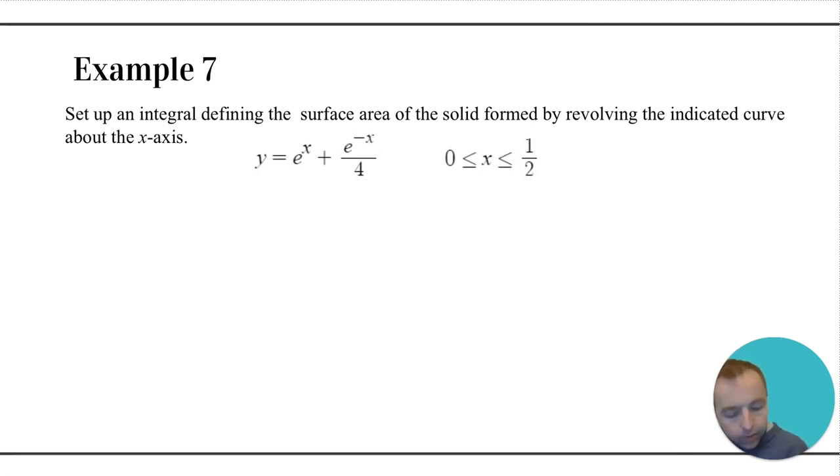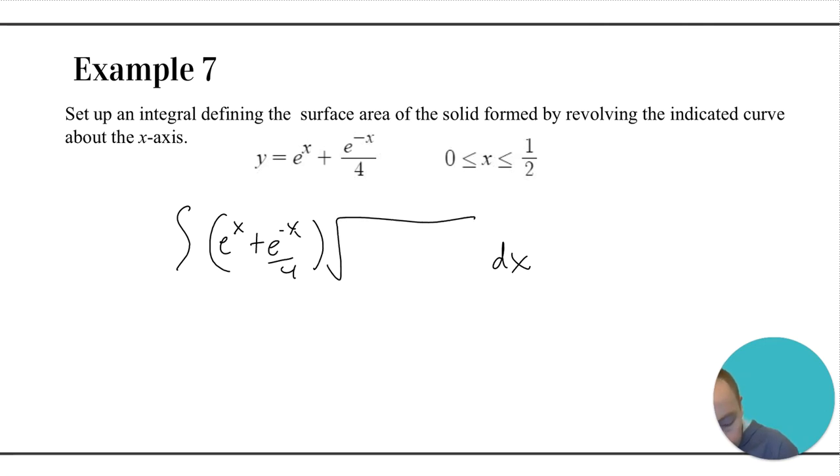So here we want to set up the integral to find the surface area of the solid formed by revolving the indicated curve y equals (e to the x plus e to the negative x) over 4 about the x-axis on the interval from 0 to 1/2 on x. So that's revolving this around the x-axis, and we've got integral limits from 0 to 1/2 on the x-axis. Then this is going to be with respect to x. So for your f of x, you can just have (e to the x plus e to the negative x) over 4.